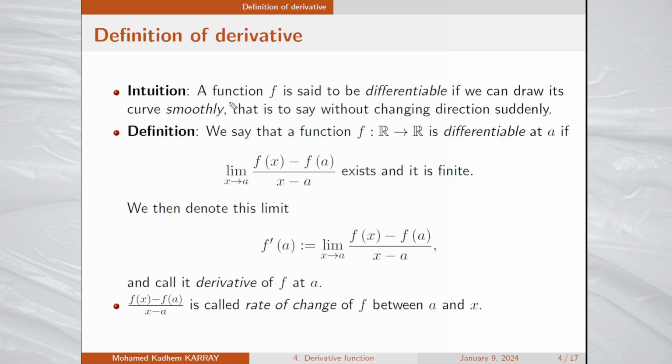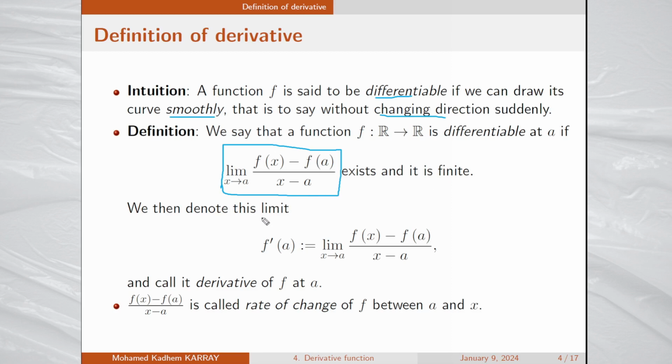So the intuition is that a function is said to be differentiable if we can draw its curve smoothly, that is to say, without changing the direction suddenly. And the mathematical definition may be formulated as follows. We say that a function f from the set of real numbers to itself is differentiable at a point a if the limit when x goes to a of the ratio f of x minus f of a divided by x minus a exists and it is finite.